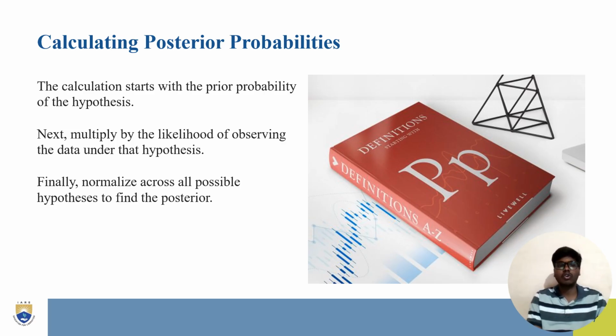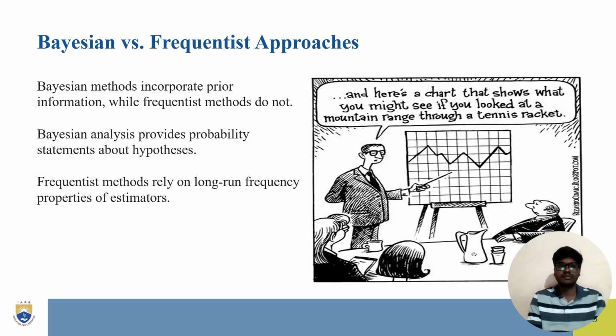And finally, normalize across all the possible hypotheses to find the posterior. Here we are finding the posterior by normalizing across all the possible hypotheses, and also multiplying the likelihood with the prior probability to know the actual probability of the hypothesis.